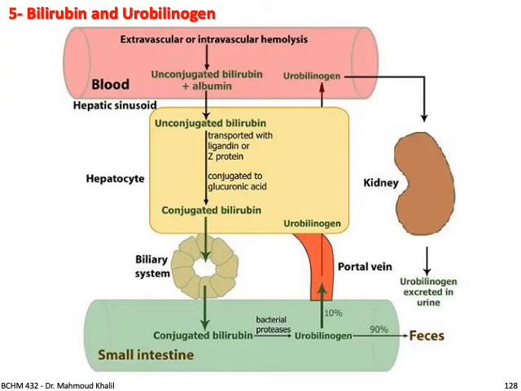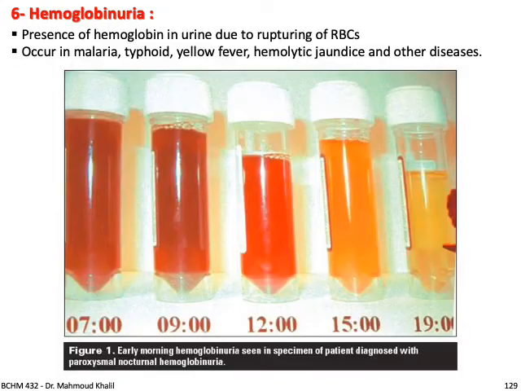And you can see from this figure how the conversion of the unconjugated bilirubin into conjugated bilirubin occurs in the hepatocyte, in the liver, coming from the blood and then to the small intestine. The urobilinogen can be either excreted in the kidney or excreted in the feces. 90% are excreted in the feces.